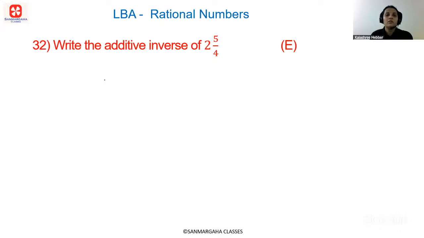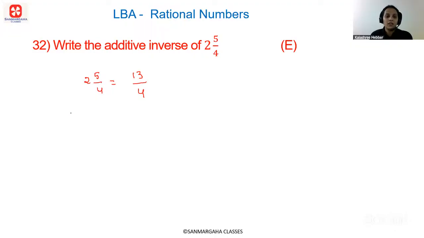Welcome to Sanmargaha classes LBA Rational Numbers question number 32. Write the additive inverse of 3 1 by 4. Okay. So 3 1 by 4 is 13 divided by 4. Okay. So now additive inverse.